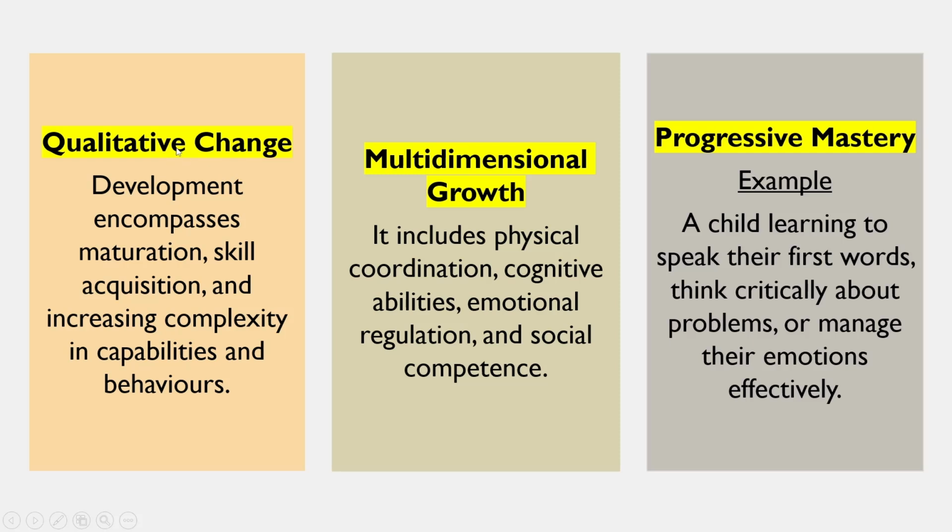And these are some of the characteristics of development. First, it is based on qualitative change. It encompasses maturation, skill acquisition, and increasing complexity in capabilities and behaviors. It is multidimensional growth. It includes physical coordination, cognitive abilities, emotional regulation, as well as social competence. Progressive mastery. How is it progressive mastery? A child learning to speak their first words, think critically about problems, or manage their emotions effectively. So, जैसे जैसे हम practice करते जाएंगे, we get mastery over it. So this is a characteristic of development.